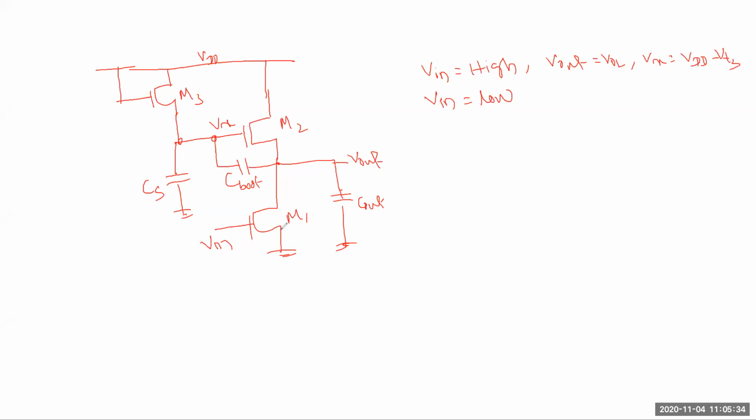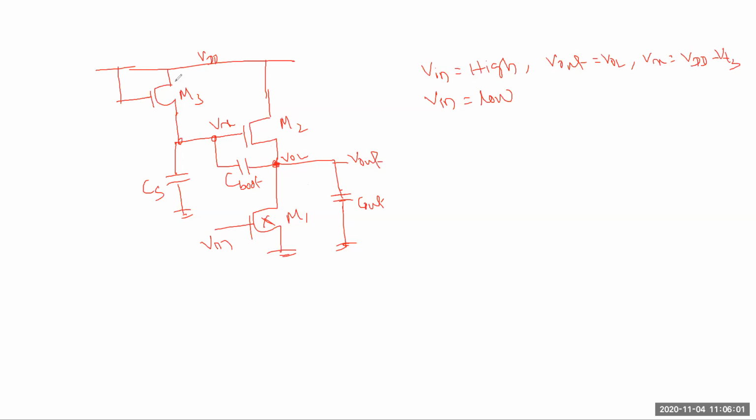So what happened? So this M1 will be off or on? Off. This is off. So if this is off, now this node is floating and this node will try to charge. Initially it was VOL. Okay. Now this node will be trying to charge this capacitance.